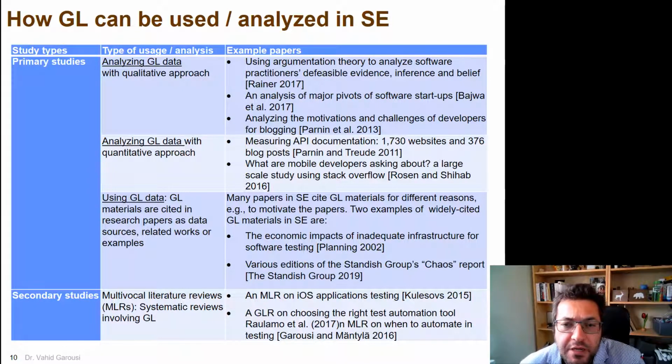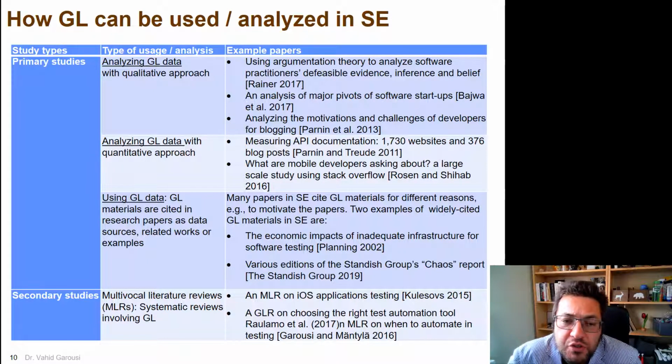For example, there was a paper using argumentation theory to analyze software practitioners' evidence. There was another analyzing the motivations and challenges of developers for blogging. So they were looking at the blogs and using those materials in a qualitative way. Then analyzing them with quantitative approaches, for example, measuring API documentation. A large number of websites with many blog posts were mined and analyzed in this particular paper for measuring API documentation.